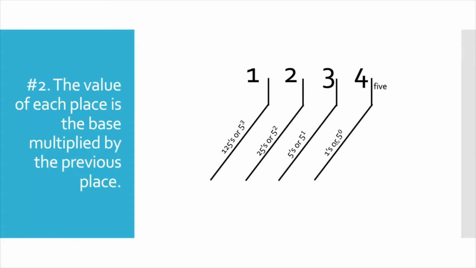So in base 5, we have the ones place, or 5 to the 0 power. If I wanted to find the next place value, I would multiply the ones place by 5, and I would find the 5's place, or 5 to the first power. Multiply that by 5, and I have the 25's place, or 5 squared, and multiply that by 5, and I have the 125's place, or 5 cubed, and that pattern could keep continuing on as long as I needed to.